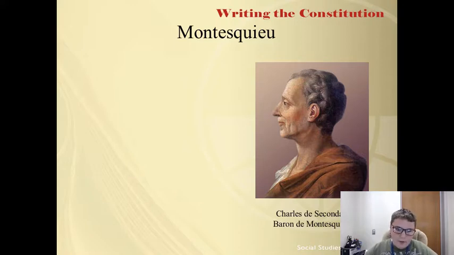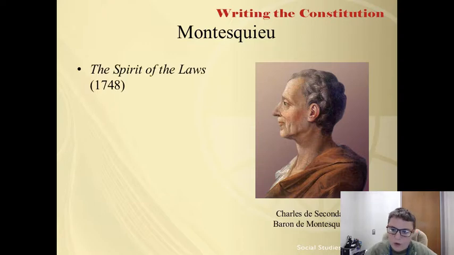Montesquieu. The work of Charles de Secondat, born Baron de Montesquieu, also had a great influence on authors of the U.S. Constitution. A French aristocrat, Montesquieu wrote The Spirit of the Laws in 1748, in which he outlines three types of government, each kept running smoothly according to a specific social principle.